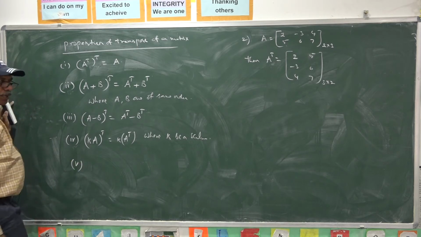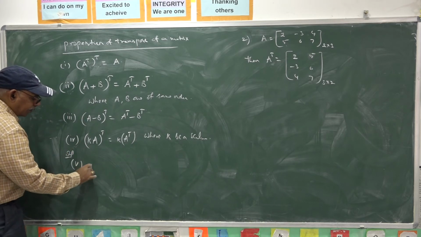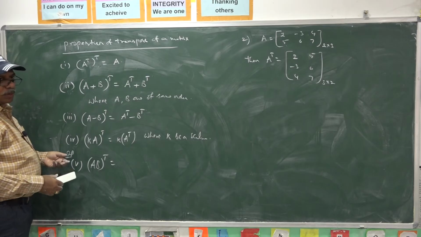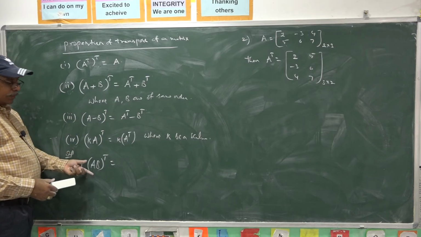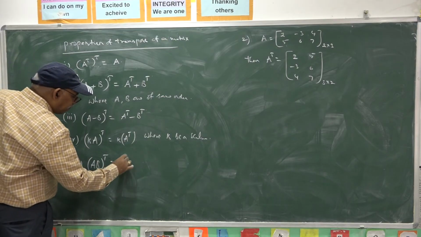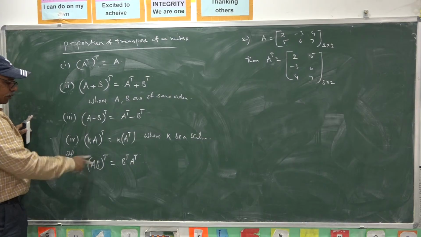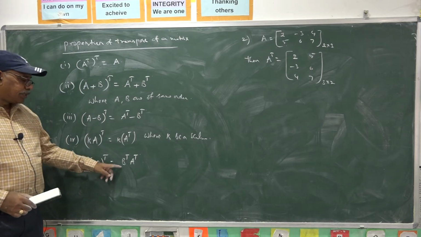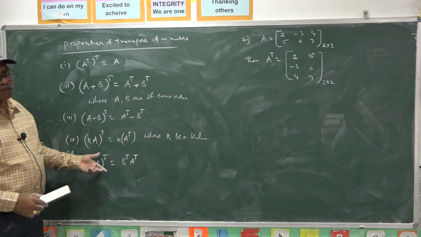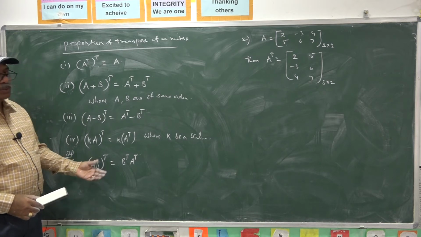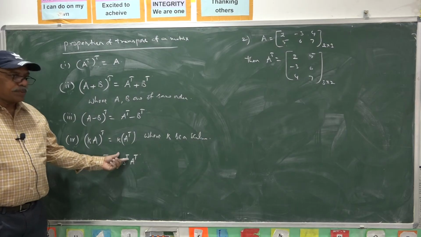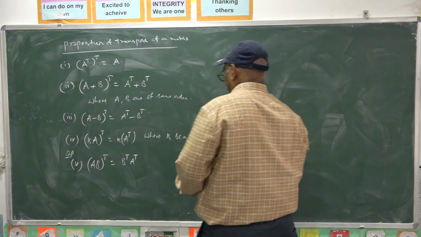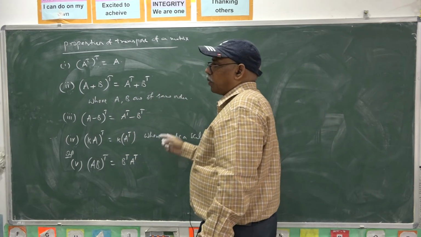And the fifth property is an important property. A B whole transpose, where both A and B are conformable to take the multiplication, is B transpose A transpose. Just reverse the matrices and take the transpose. It is called the reversal law of transpose of the matrix. So, A B whole transpose is B transpose A transpose, where A, B are conformable to take the product.